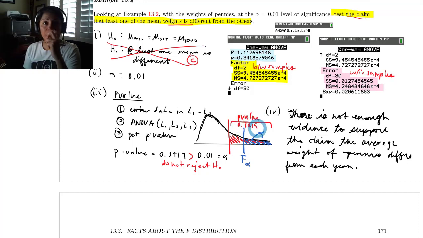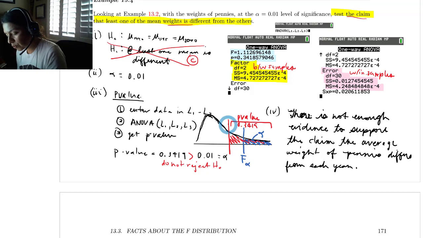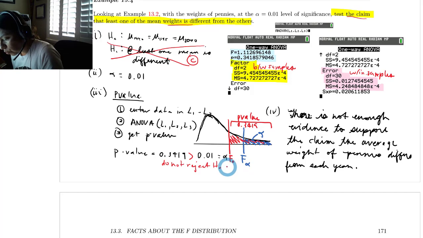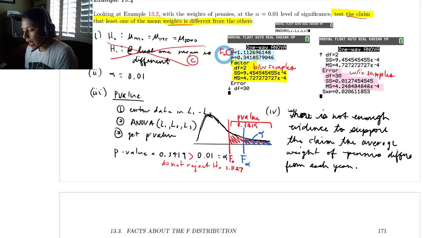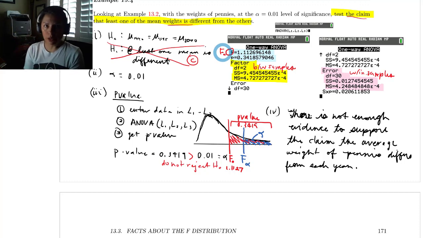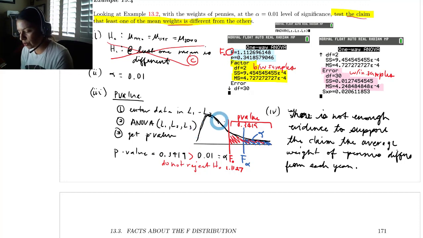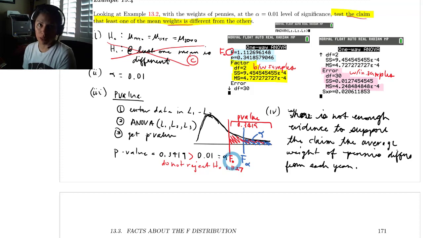Which is that 0.3419. Now, the F test statistic is the one that coordinates with the p-value, which is F sub 0, which is the 1.1127 right here. And so I just wanted to make sure that you saw that this is what it would look like. It looks similar to the chi-square, but it's not, it's an F distribution. But it's a similar idea where here's the critical value that corresponds to alpha, and the p-value corresponds with the F sub 0, which is the test statistic, which we get both from the calculator.